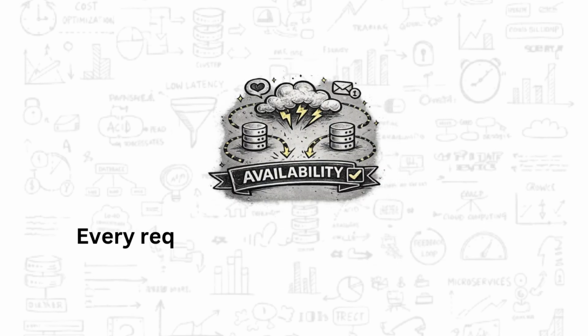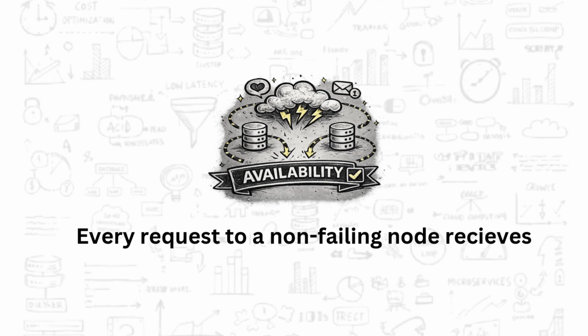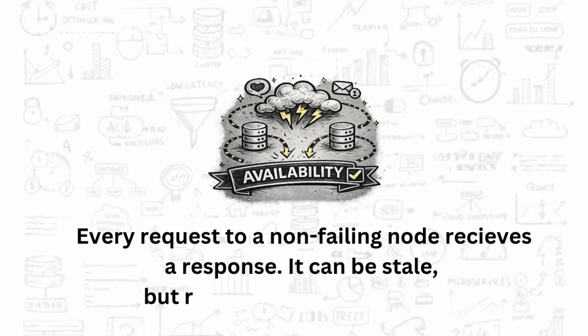Next, A for availability. Now this is all about being responsive. It's about liveness, not correctness. It just means that if you send a request to a node that isn't crashed, you will get a response. You're not going to be left hanging forever. Now that response might be stale, it might be old data, but the system guarantees it'll answer with something.